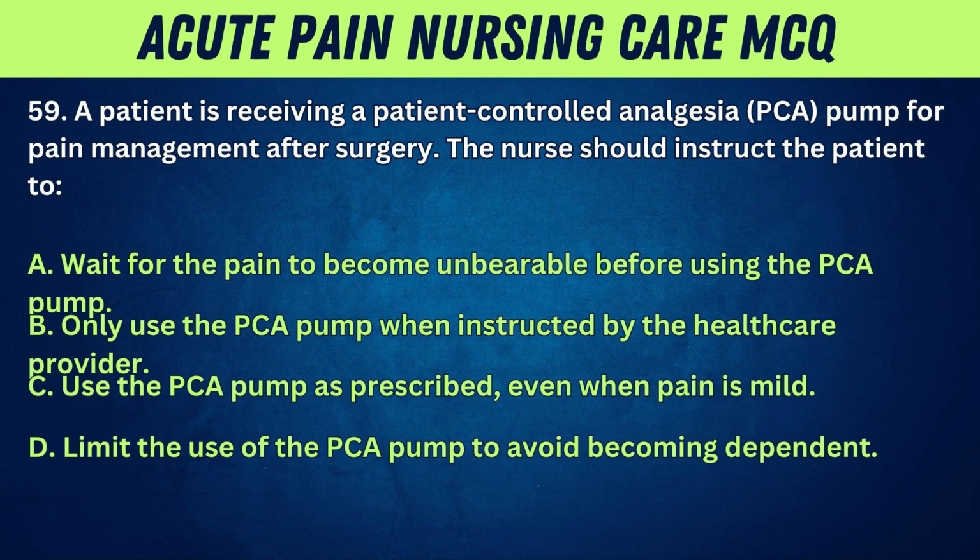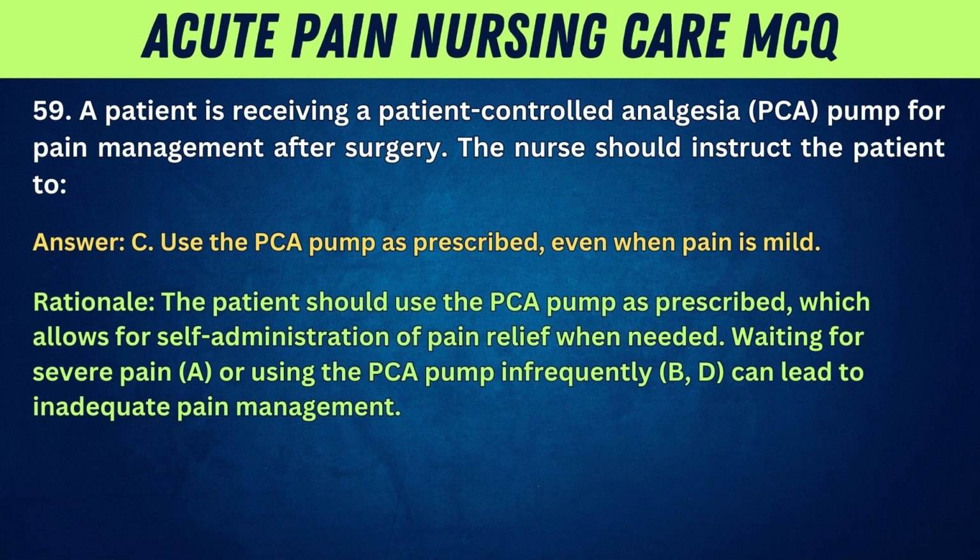59. A patient is receiving a patient-controlled analgesia, PCA, pump for pain management after surgery. The nurse should instruct the patient to: A. Wait for the pain to become unbearable before using the PCA pump. B. Only use the PCA pump when instructed by the healthcare provider. C. Use the PCA pump as prescribed, even when pain is mild. D. Limit the use of the PCA pump to avoid becoming dependent. Answer: C. Use the PCA pump as prescribed, even when pain is mild.